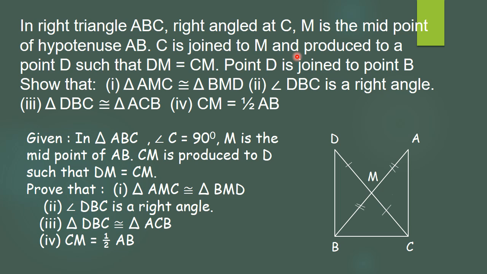Now, to prove: whatever they have asked, all four. That is, triangle AMC is congruent to BMD, angle DBC is a right angle, triangle DBC is congruent to triangle ACB, and CM is equal to half AB. That is what they have asked us to show, and it is the same as the proof. Now we will start the proof.